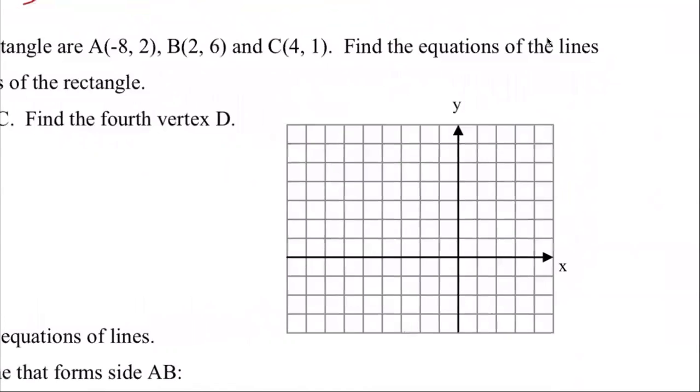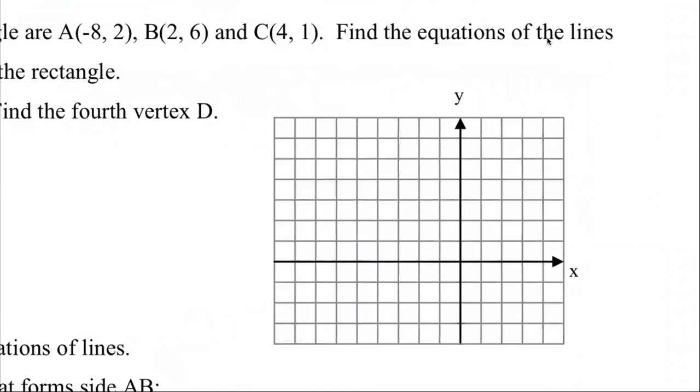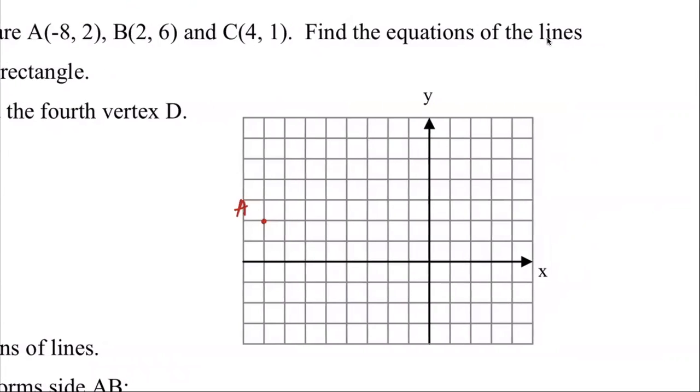Let me zoom in. Point A is -8, 2. So 0, 0. -1, 2, 3, 4, 5, 6, 7, 8. And 1, 2, 3, 4, 5, 6, 7, 8, 2. So this is -8, 2. B is 2, 6. So 1, 2, 1, 2, 3, 4, 5, 6. So it's here.